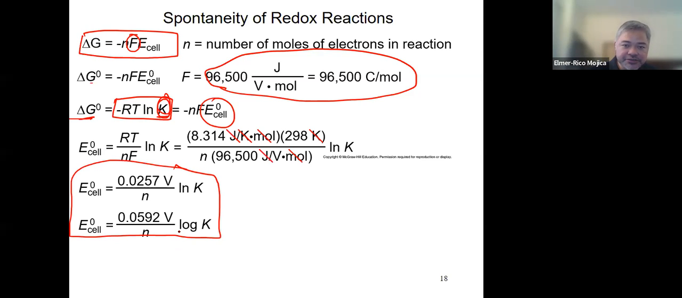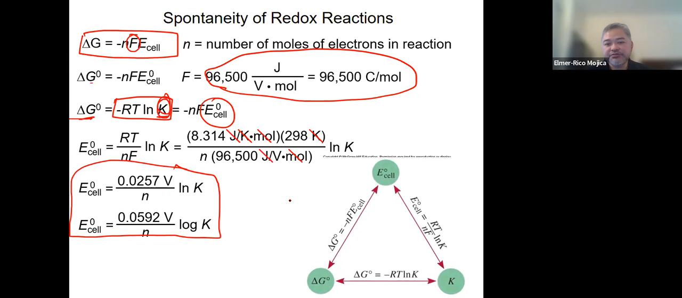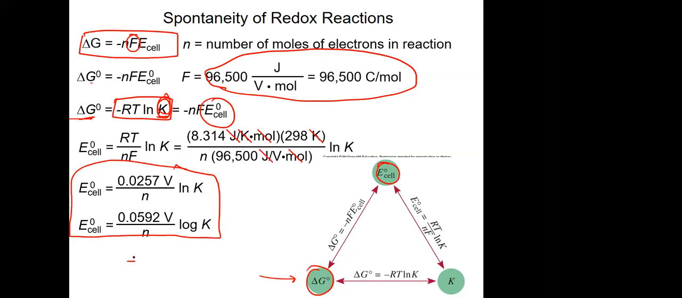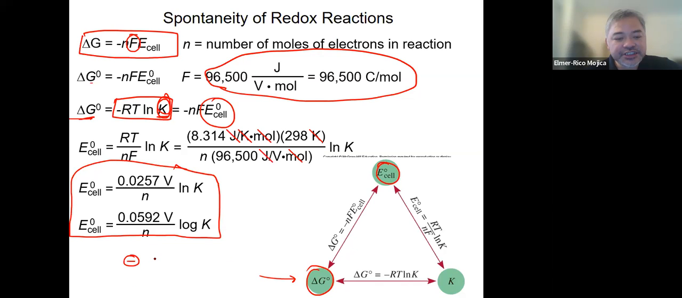If we're going to summarize what we have so far, we can relate the cell potential with the delta G. What information can we get from delta G? Anyone? Whether the reaction is spontaneous or not. If the delta G is negative, the reaction is spontaneous, right? If the delta G is positive, then the written reaction is non-spontaneous. I hope you know that.